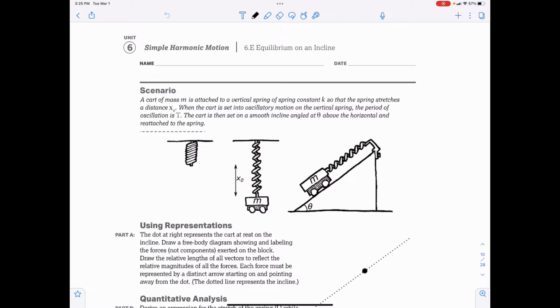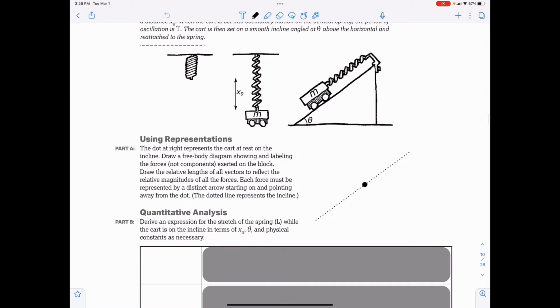Let's begin. In this scenario, we have a cart of mass m attached to a vertical spring of spring constant k, so that the spring stretches a distance x naught. When the cart is set into oscillatory motion on the vertical spring, the period of oscillation is T. The cart is then set on a smooth incline angled at theta above the horizontal and reattached to the same spring.